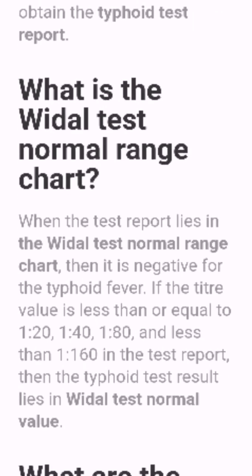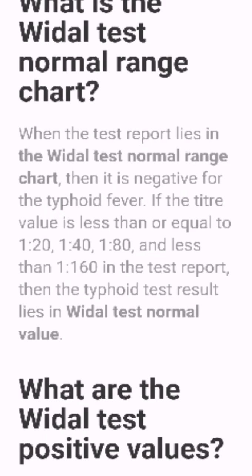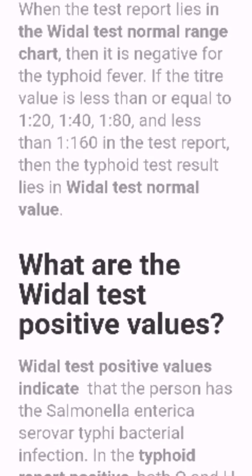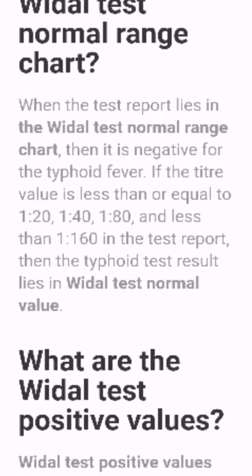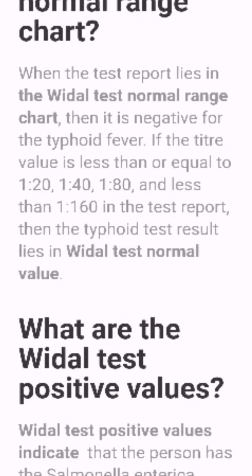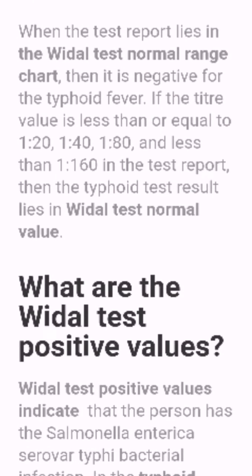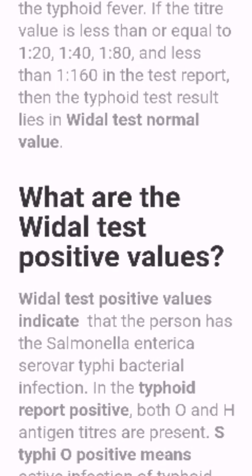What is the Widal test normal range chart? When the test report lies in the Widal test normal range, it is negative for typhoid fever. If the titer value is less than or equal to 1:20, 1:40, 1:80, and less than 1:160, then the typhoid test result lies in the Widal test normal value.